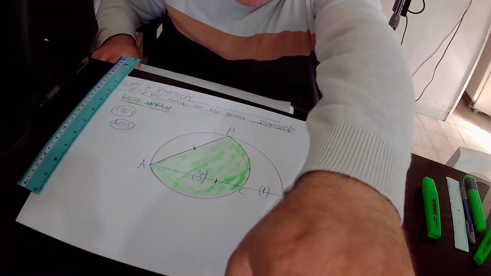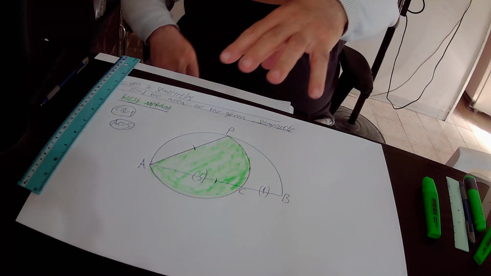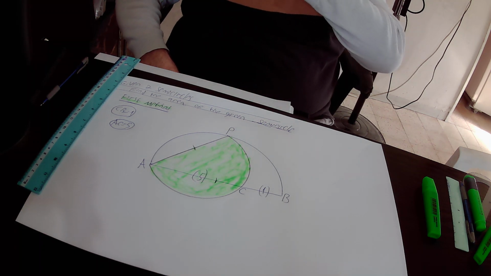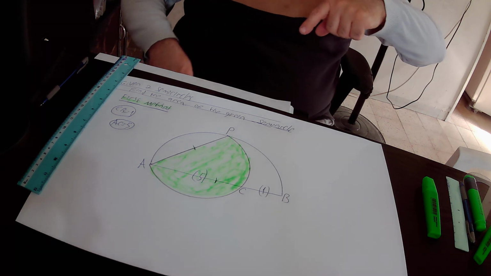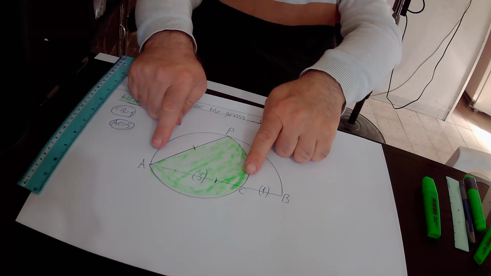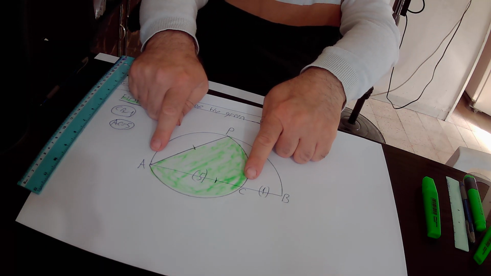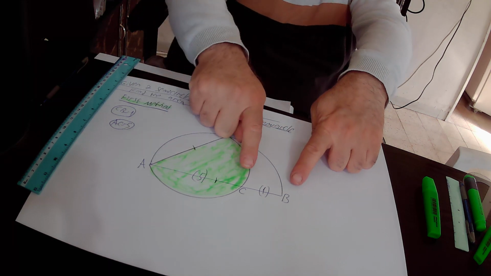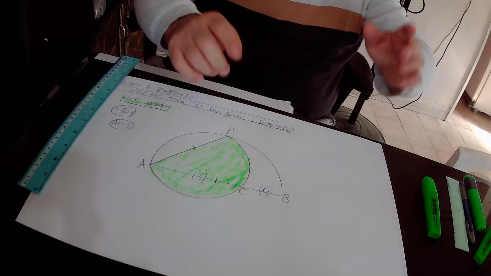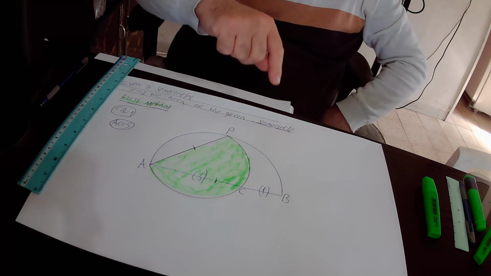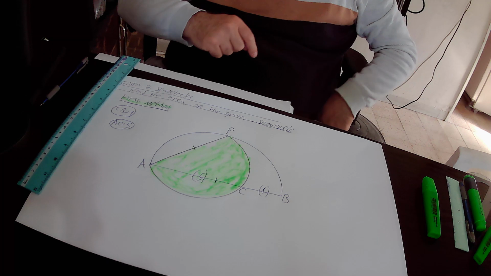And now in this lecture we'll find out the area of the green semicircle. In the drawing we have two semicircles. This is the white semicircle, this is the green semicircle. In addition, you know that this is line segment AC, which equals 5 units in length. This is line segment CB, which equals 1 unit in length. Again, our mission is to find out the area of this green semicircle.